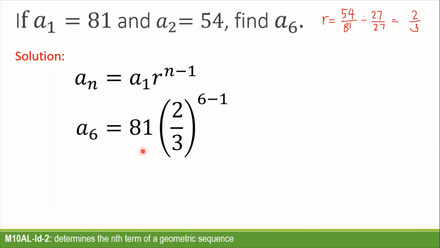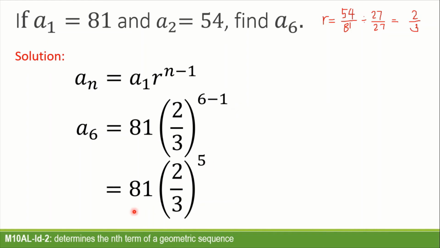So, we have here a sub 6. So, hinahanap natin. First term is 81. Common ratio ay 2/3. And we have 6 minus 1. So, ang n natin ay 6. Yun ang term na hinahanap natin. Simplify natin ang exponent. So, we have 2/3 raised to the 5th power times 81.